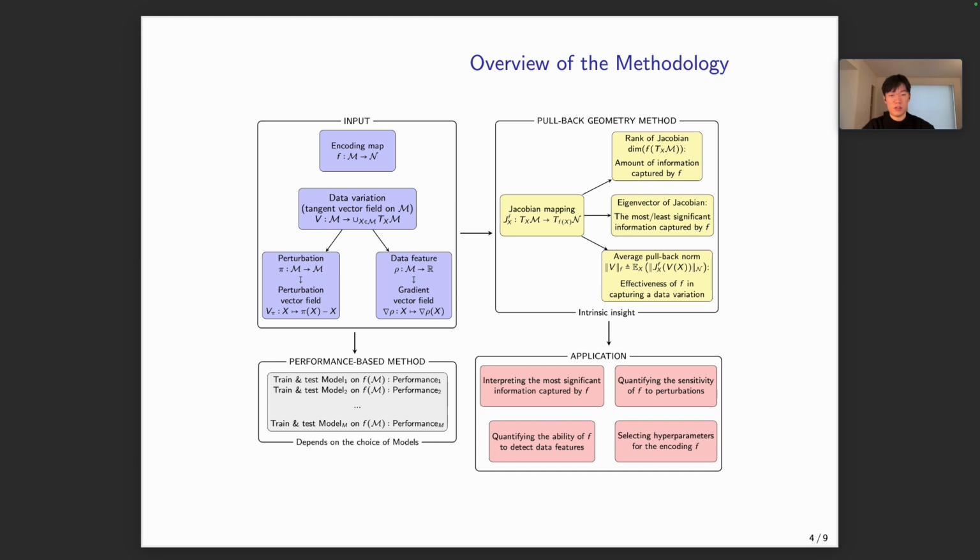Then we use the structure of the Jacobian of the encoding map to analyze the behavior of the encoding in response to those data variations. More precisely, the rank of the Jacobian would tell us the number of independent data variations that are captured by the encoding, while the eigenvectors of the Jacobian would describe the most and least important information that are captured by the encoding. And at last, the average pullback norm of a tangent vector field can quantify the sensitivity of the encoding to the corresponding data variation. Then one can select the PH encoding based on this information and on the specific practical scenario.